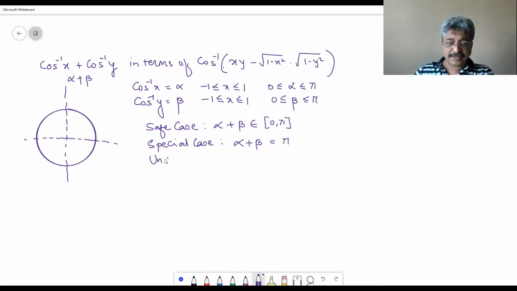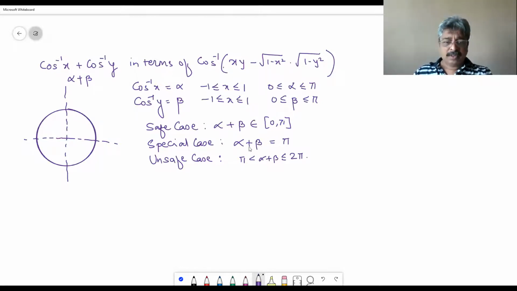And an unsafe case is alpha plus beta greater than pi. It will be between pi and 2 pi. The maximum value of alpha plus beta will be, pi is less than alpha plus beta is less than or equal to 2 pi. That is the maximum value. So these are the three cases that we are supposed to study. We need to find out the discriminating expression and we need to find out the solution for each of them.